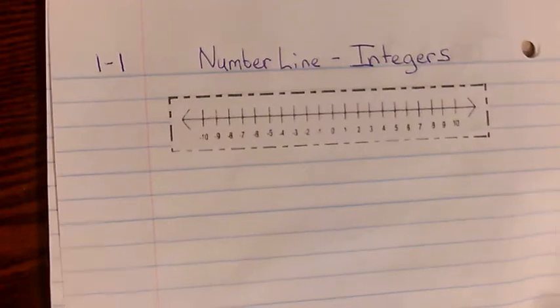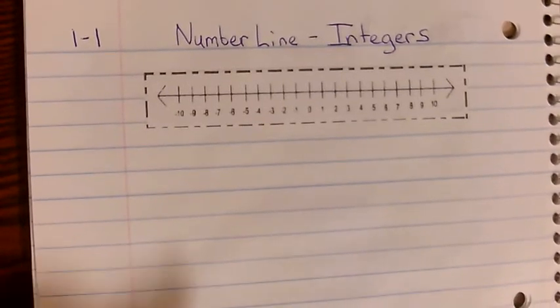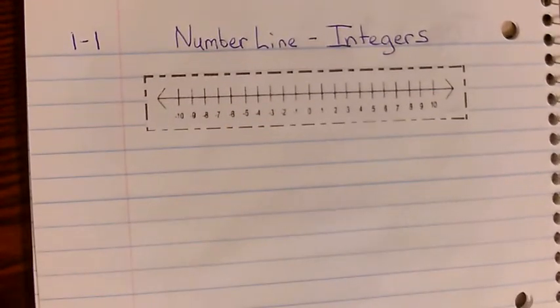This is topic 1-1. We're doing 1-1 today on integers, and we'll be doing 1-3 today on adding integers. So first, you should have a number line placed in here that we'll refer to, and we're going to write down what the definition is of an integer.